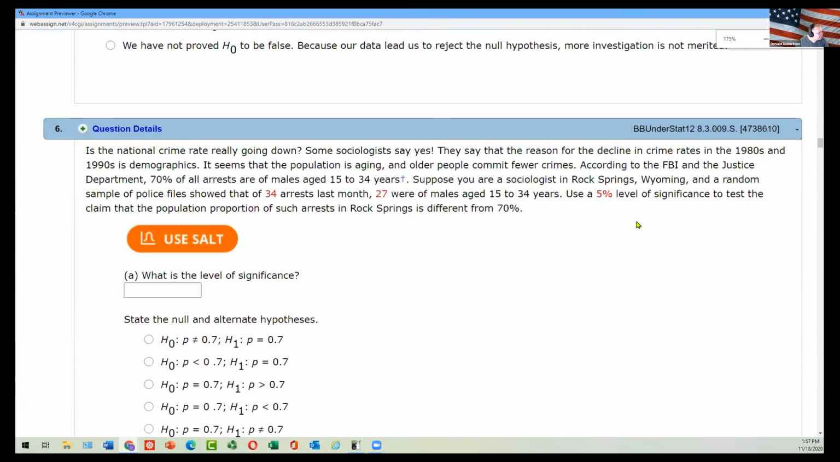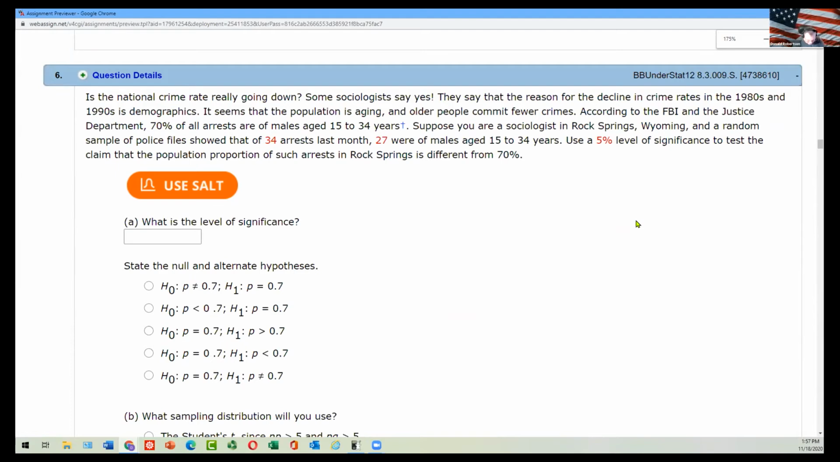So the first one we're doing is question 6. In this story, the national crime rate, is it really going down? Well, before COVID, the answer was yes. Evidently, not so much now. Some sociologists say yes. They say that the reason for the decline in crime rates from the 1980s through the 1990s was demographics. That just means how many of each age group are in your population.